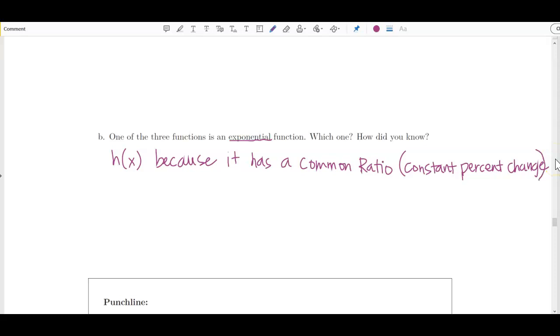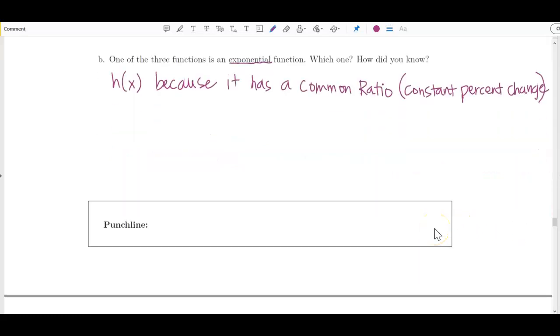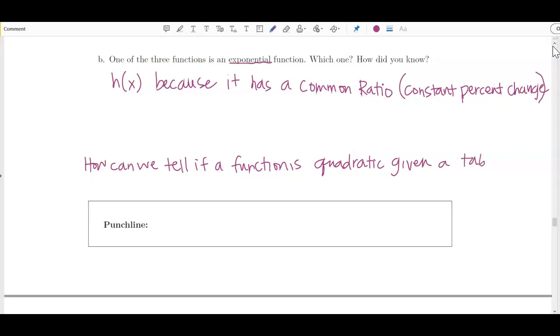All right. And so then somebody tell me in your own words, because I want to write this down in the punchline, how can you tell if a function is quadratic given a table of values?